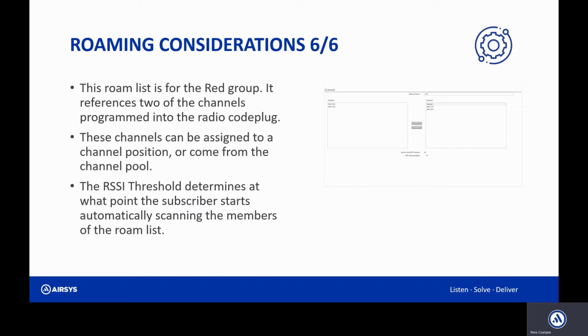So this is an example of the roam list. It references the two channels programmed into the code plug. So you can see in the right-hand table, there are two channels in there, and they are both slot 1 from the two different sites. And you'll always roam between the one slot of all the sites, and you'll have another roam list for slot 2 for the different sites.